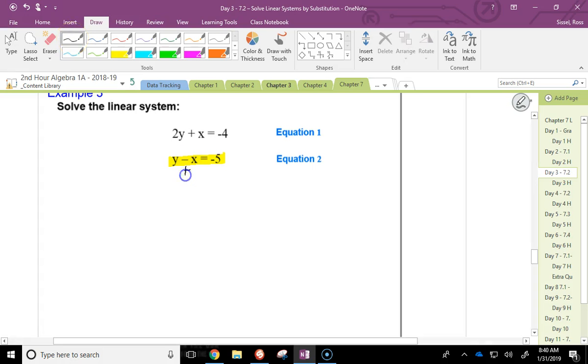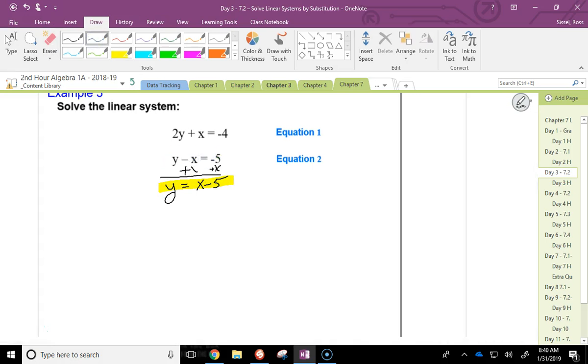So I'm going to say add an x to both sides. So I'd have y equals x minus 5. So we have changed that equation. No longer am I looking at the equation y minus x equals -5. I am looking at y equals x minus 5.